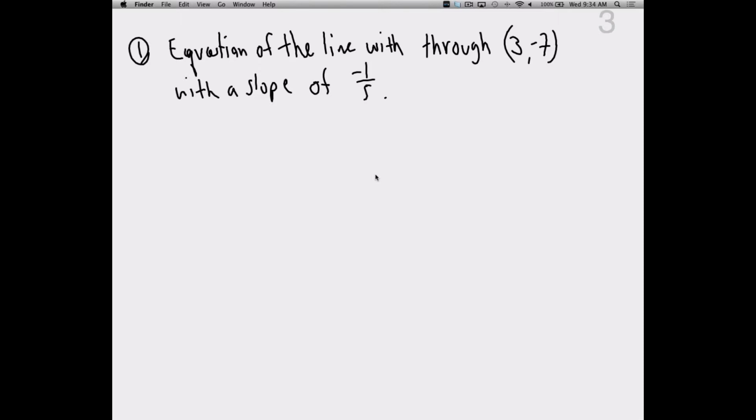What's the answer? Go ahead, Rebecca. Y plus 7 equals -1/5 times x minus 3. Well, hold on. Equal to -1/5 times the quantity, what'd you say? X minus 3. Well done. Remember, it's y minus y1, so minus a -7 is y plus 7. And that's it, you're done.